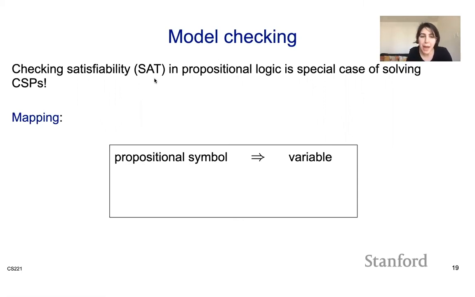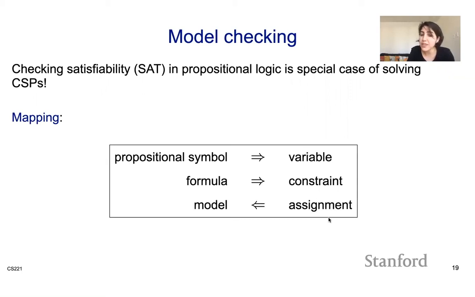Okay, so the mapping of the SAT problem to CSPs is as follows. Propositional symbols are basically variables, what we used to call variables. Formulas are basically constraints. And if you have variables and constraints, you can come up with an assignment, and that assignment is basically a model. So you're checking if a model exists or not. You're checking if a satisfying assignment exists or not.